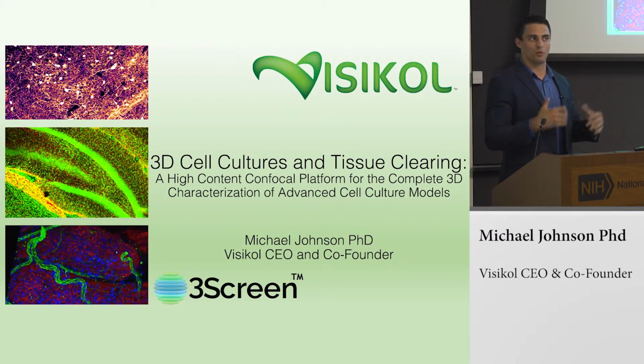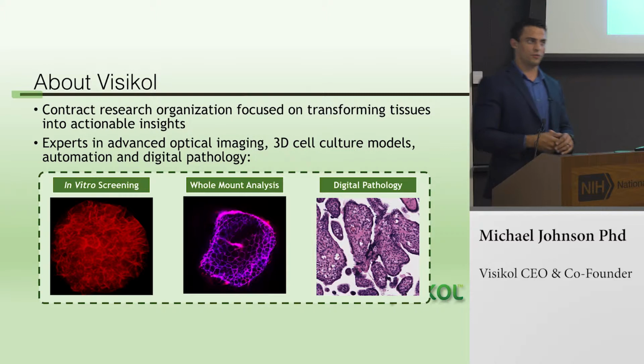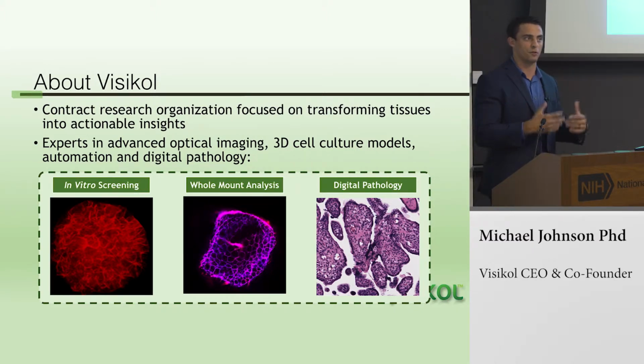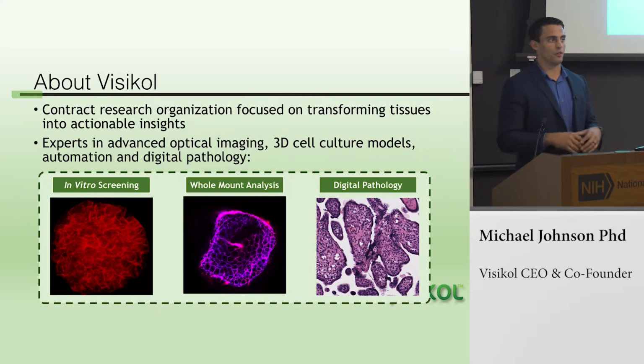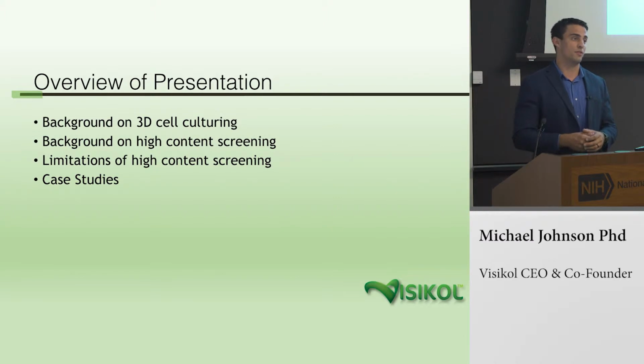And I'm going to dive through some real-world examples of how we've applied tissue clearing and how we've looked at 3D cell culture models. Now, just some background on us. Our company is a contract research organization that's spun out of Rutgers University, and we are focused in the area of 3D imaging, digital pathology, and automation with a strong focus on 3D cell culture models. Basically, the focus of our company is turning tissues into insights through generating lots of data through advanced imaging.